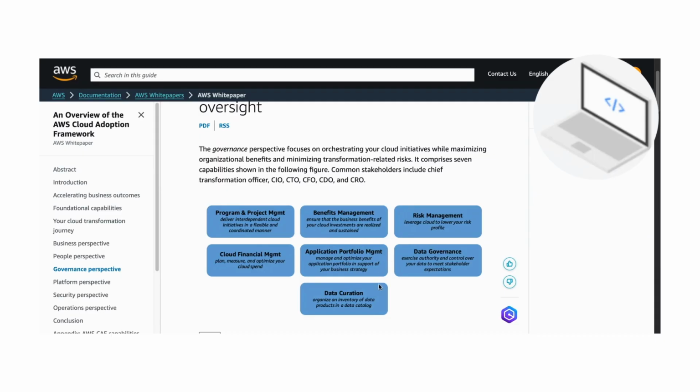And finally, there's data curation. This capability focuses on collecting, organizing, and enriching metadata to create an inventory of data products in a data catalog. A well-maintained data catalog can significantly enhance data monetization by helping users quickly locate and understand the relevant data. For example, you could leverage machine learning to automate tagging and classification of data while also allowing users to contribute by rating and annotating data products.